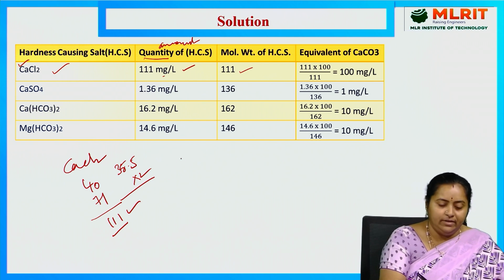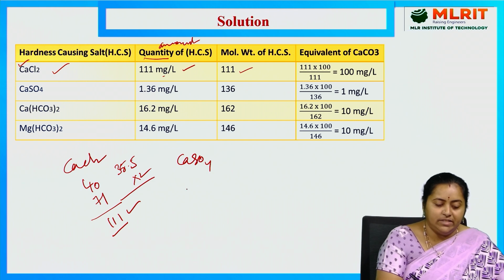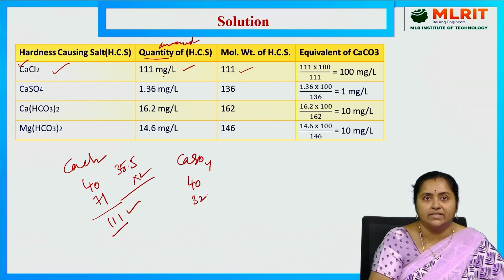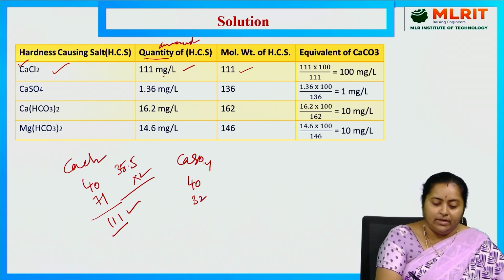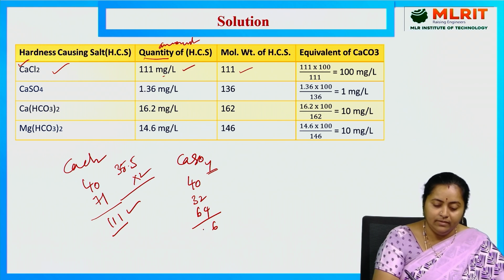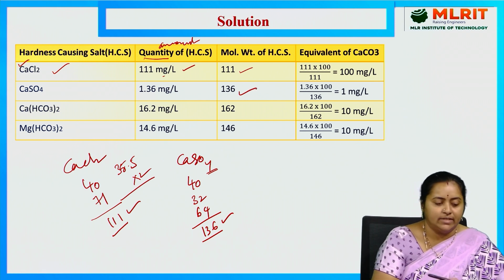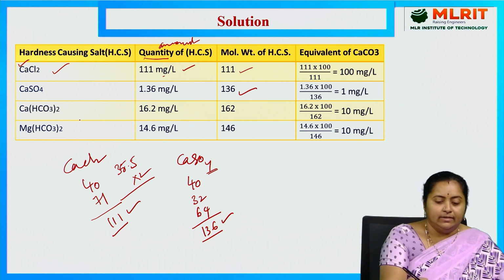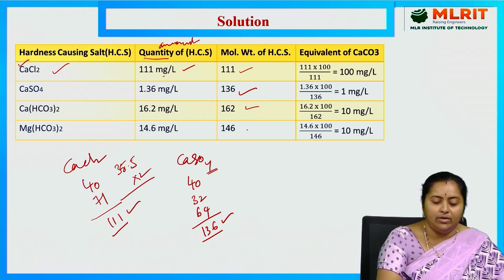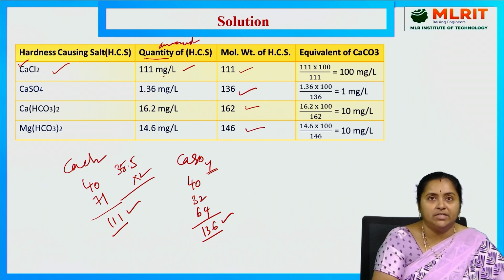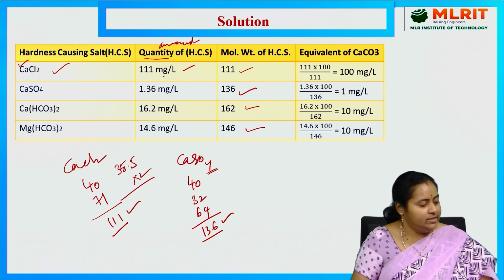Similarly, we can calculate for calcium sulfate. Calcium atomic weight is 40. For sulfur, it is 32, because its atomic number is 16. And for oxygen, it is 16, and we have taken 4 moles, so 16 into 4 is 64. By adding this, 136. So, the gram molecular weight of calcium sulfate is 136. In the similar manner, we can calculate the gram molecular weight of calcium bicarbonate and magnesium bicarbonate as 162 and 146 respectively.